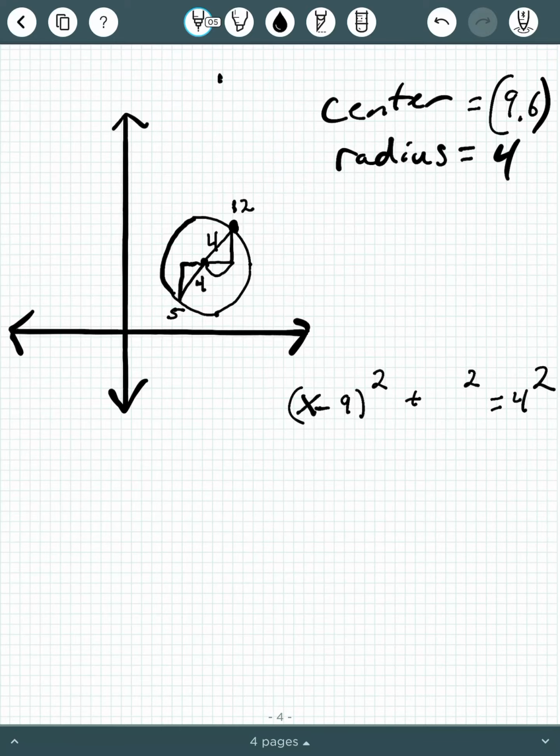That's the length of the x directional side of that right triangle. So those x values minus the value of the center give us the true length of a side of that triangle. The same is true in the y direction. We'll take whatever the y value is of a coordinate on the circle, and we'll subtract the center to get the true distance of a side of that triangle.